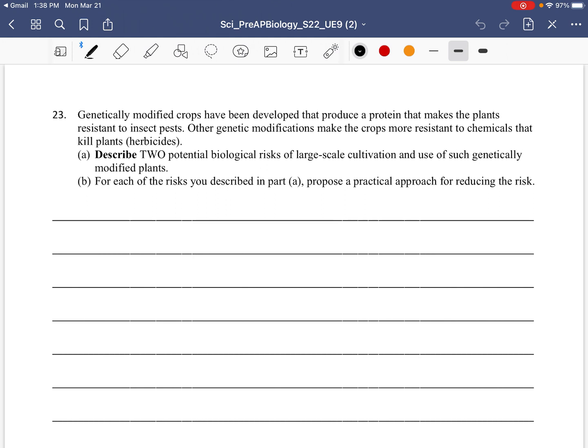Open-ended question 23. Genetically modified crops have been developed that produce a protein that makes the plants resistant to insect pests. Other genetic modifications make the crops more resistant to chemicals that kill plants, herbicides. A. Describe 2 potential biological risks of large-scale cultivation and use of such genetically modified plants. B. For each of the risks you describe in Part A, propose a practical approach for reducing the risk.